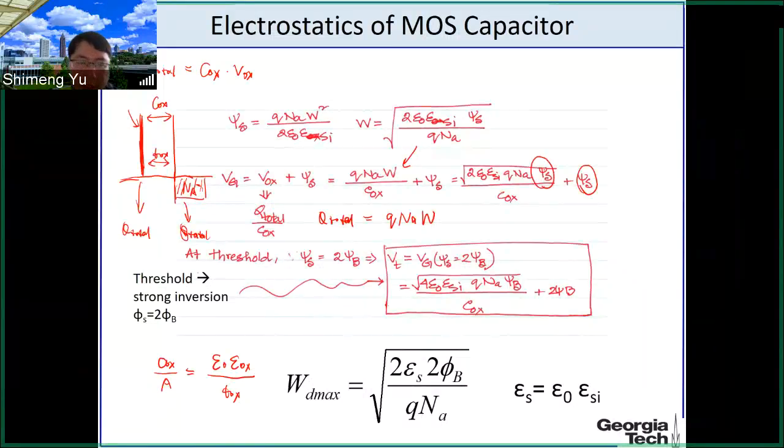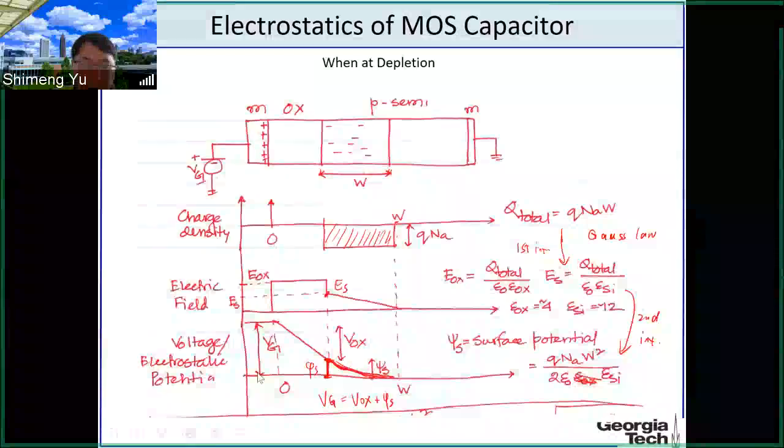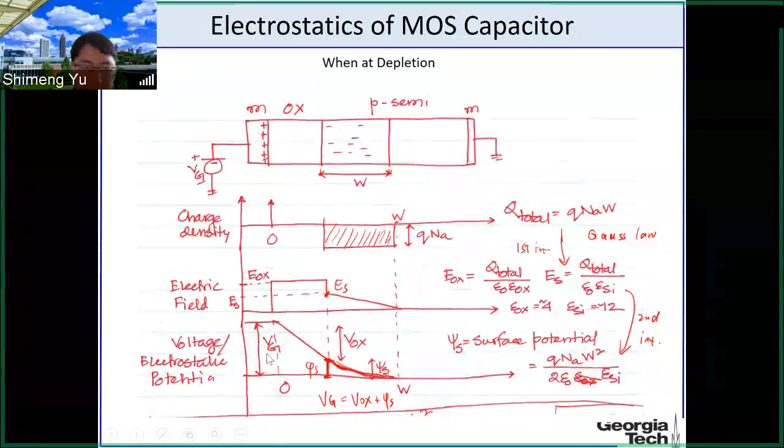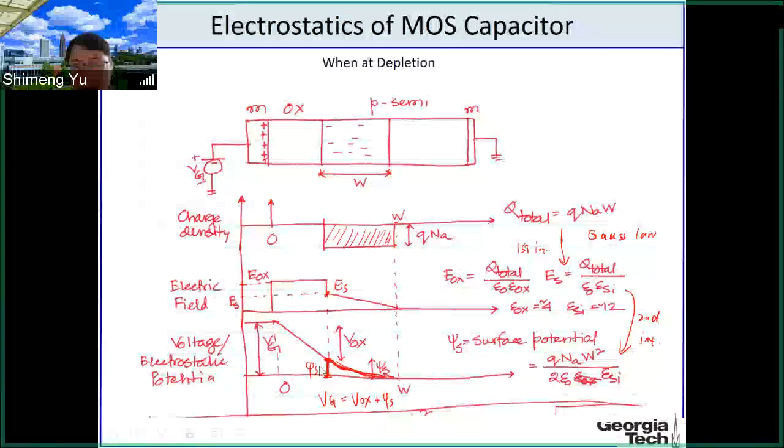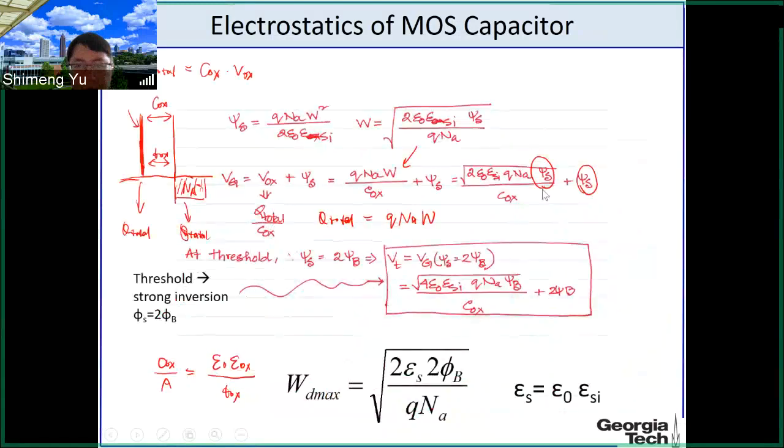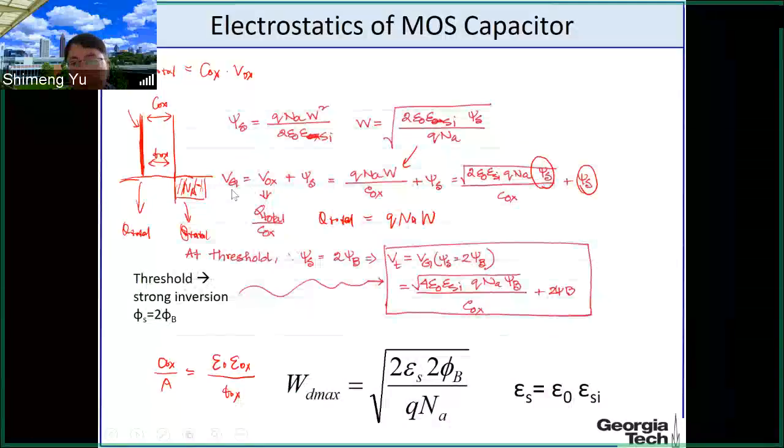If you come back to here, we want to quantitatively derive the relationship between the gate voltage and the phi s. When you further increase the gate voltage, you will have more voltage drop on the silicon depletion region. But we want to have a quantitative relationship. Let's say if the gate voltage is given, then we want to know what is the phi s. So this is the relationship between the phi s and the Vg.